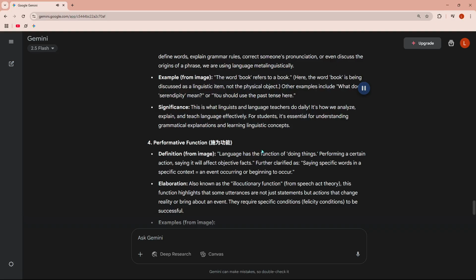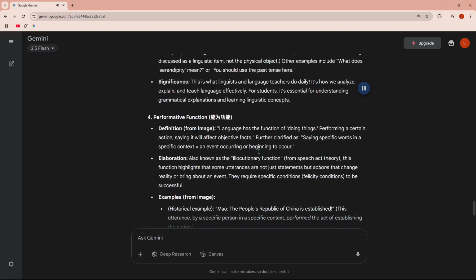Performing a certain action, saying it will affect objective facts. Further clarified as, saying specific words in a specific context equals an event occurring or beginning to occur. Elaboration: also known as the illocutionary function, from speech act theory. This function highlights that some utterances are not just statements but actions that change reality or bring about an event. They require specific conditions, felicity conditions, to be successful.